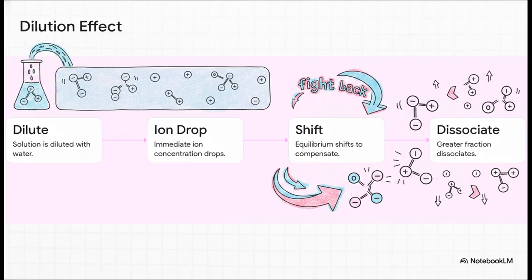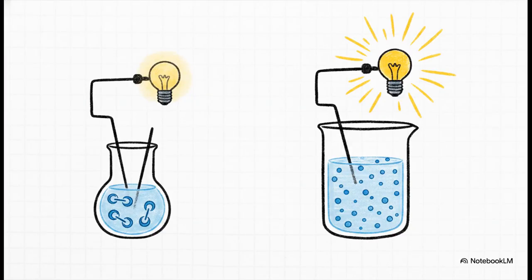How cool is that? And that brings us right back to our everyday mystery from the beginning. The paradox is officially resolved. More dilution equals more ions, which means better conductivity per mole. That right there is exactly why diluted vinegar conducts electricity way more effectively than concentrated vinegar.